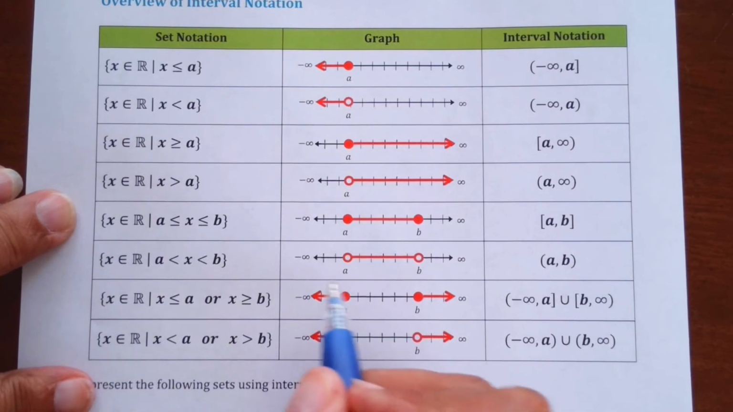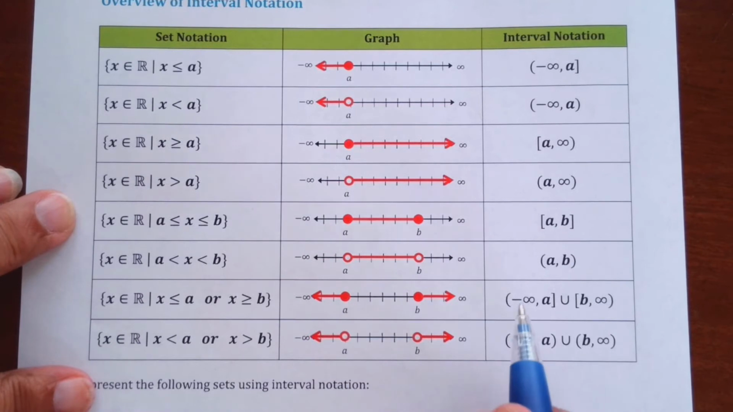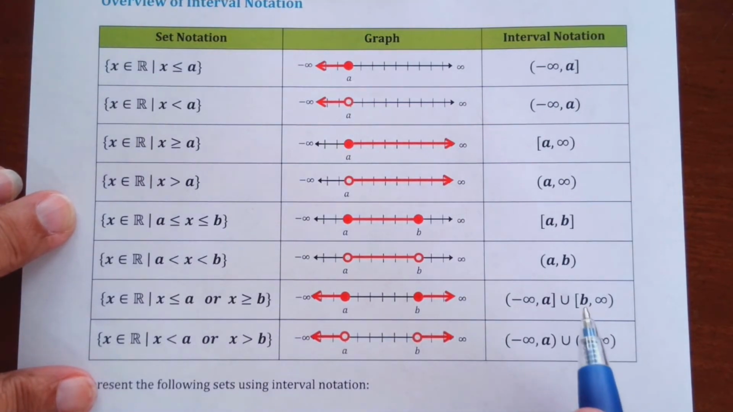So we would just look at this graph first. We went from negative infinity to A. So there's the first part, and we'd use a bracket. And then we'd say union, because we're also going to shade in from B to positive infinity. So bracket around B to positive infinity. The one on the bottom is exactly the same, except you're not including A and B. So notice parentheses are there instead of brackets.